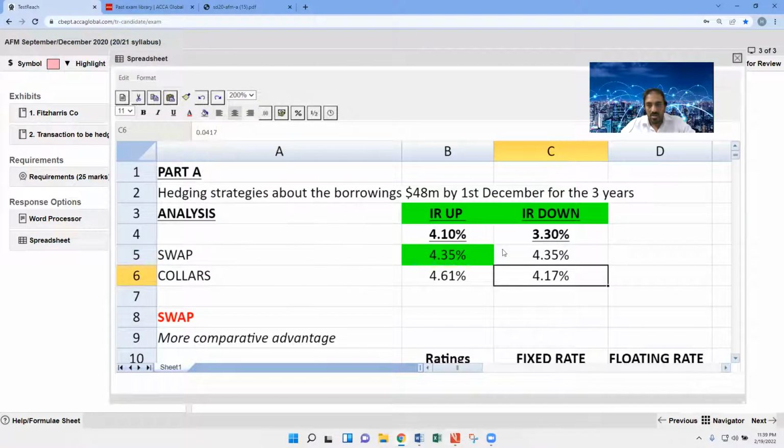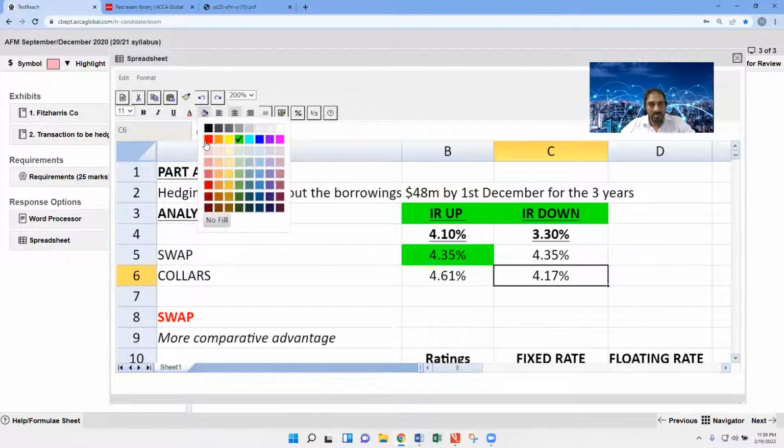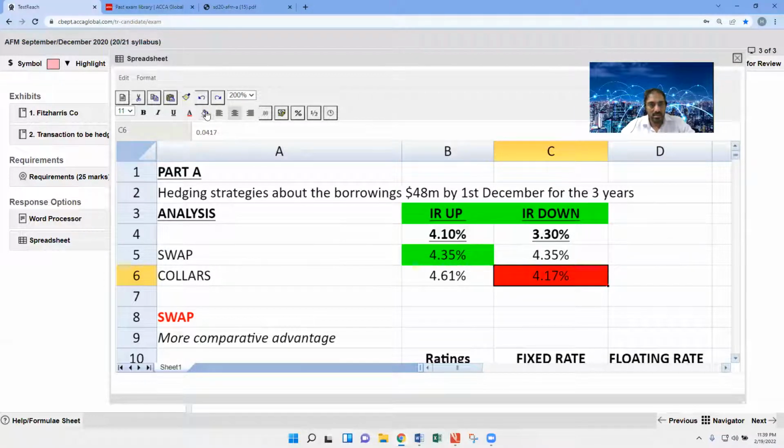Yes. What is the point here? The point is, in the case of interest rate up, swap, three things are important. Number one, in the case of interest rate up, swap will be beneficial. In the case of interest rate down, collar will be beneficial. But the third point is that if we opt for swap, our position will become indifferent. Indifferent means we are more predictable. We can predict the situation in advance.